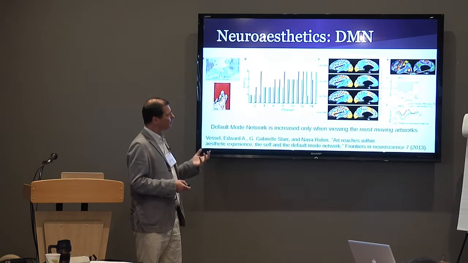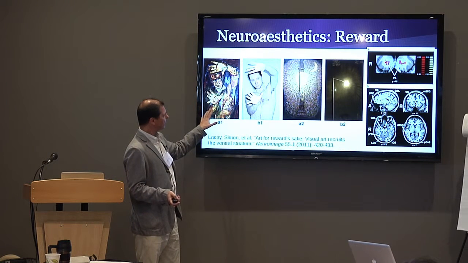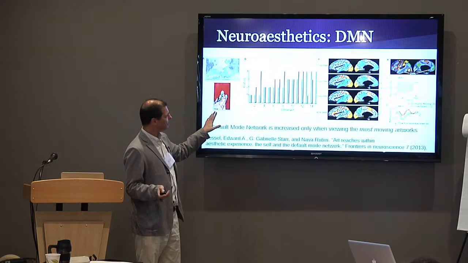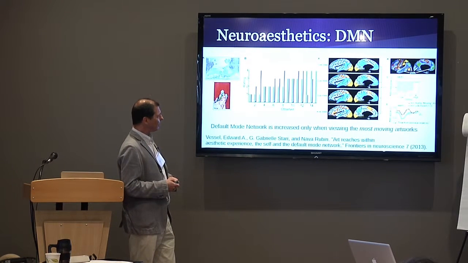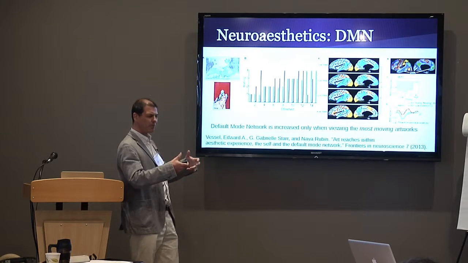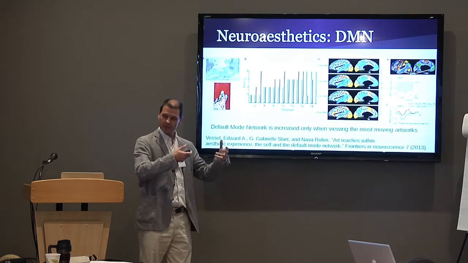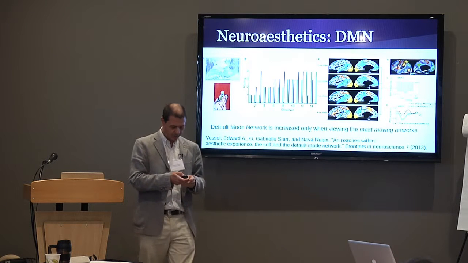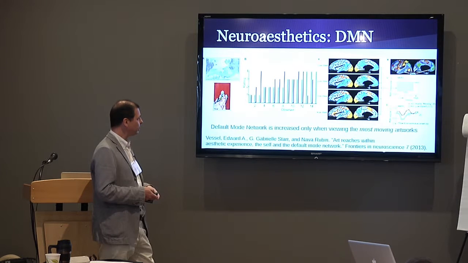So coupled with the last slide about reward, and you put this together with the default mode network, you start to get this sense that being personally engaged with an image has a kind of signature in the brain response. That's one of the things that has come out of neuroaesthetics, something that you can detect.